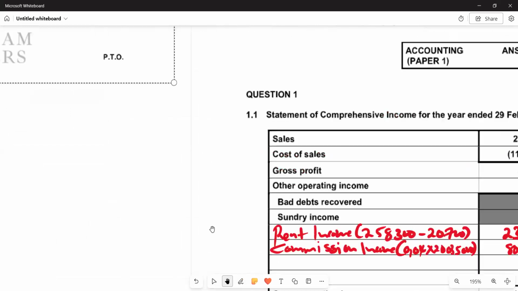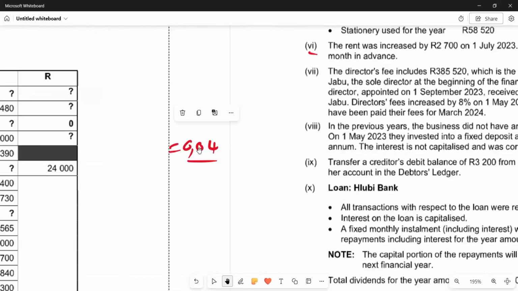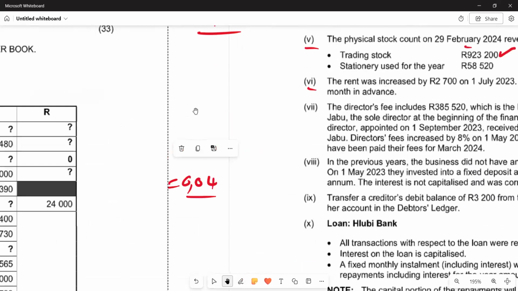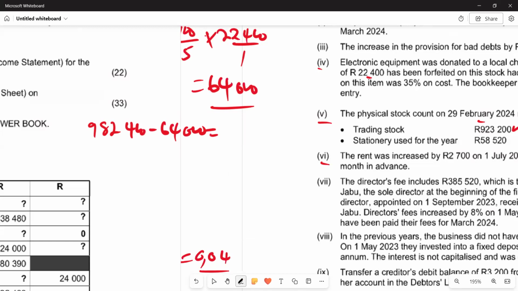Before we go there, we want to identify whether it's a surplus or a deficit. So we are saying, let's try to put the working here. We are saying the figure that we are given in the list of balances is 982,400. Then we subtract 64,000. Then I will find what figure we get there. 982 minus 64, and then you get 918. So you get 918,000.